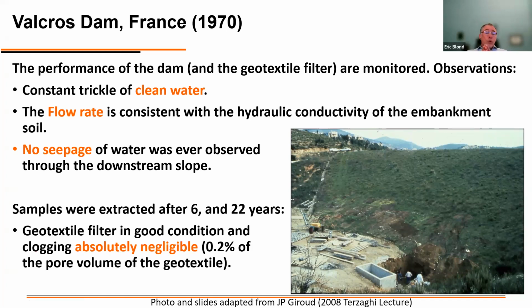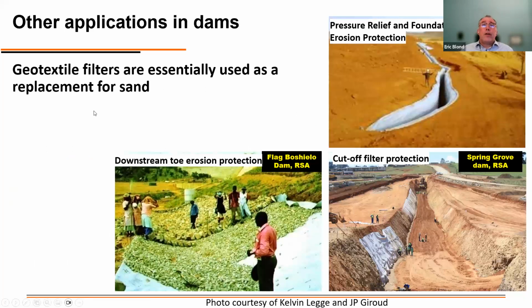And of course, samples were extracted after some time. It was the first application of geotextiles in such a structure, so they were very careful and monitoring was done as it should. Sampling was done after 6 and 22 years. No deterioration of the materials. The geotextile filter was in perfect condition with negligible clogging, with less than 0.2% of the pore volume. Again, other application in dams, and in pretty much all cases, the geotextile is going to be used as a replacement for sand.